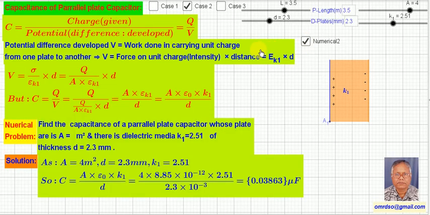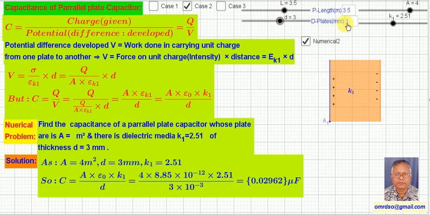Okay, here is the numerical. Length of the plate is 3.5. Distance between the plates is 2.3. You can increase or decrease it, so let us make the distance between the plates 3 mm. Dielectric constant K1 is 2.5. You can increase or decrease it, whatever it is. Let us make it 2.11. All right. Now, how can the numerical be done?